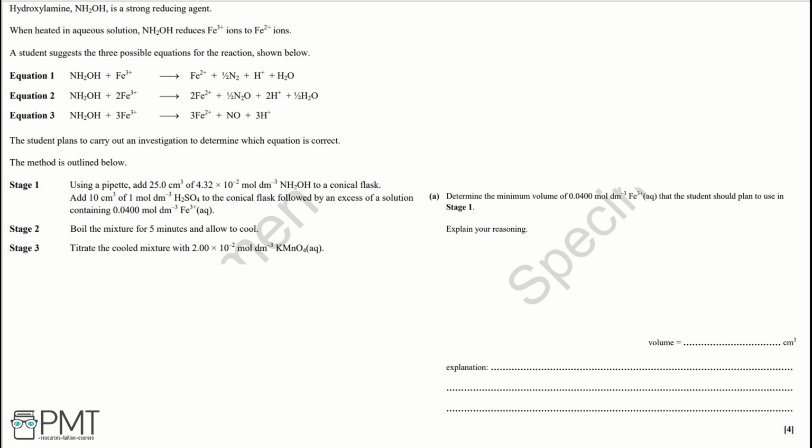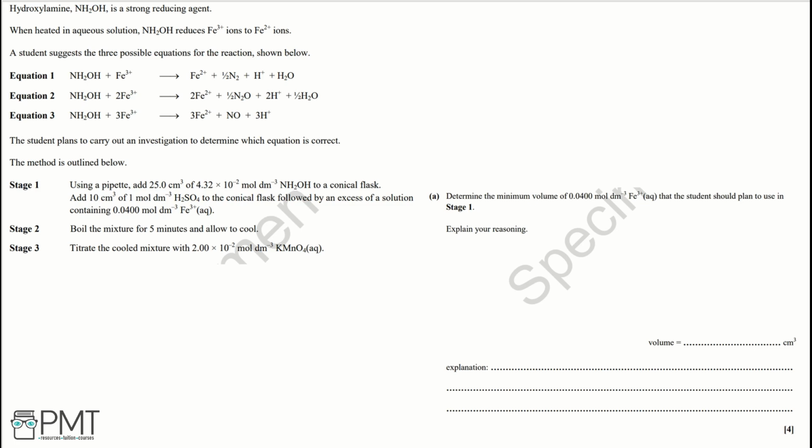Stage 2. Boil the mixture for 5 minutes and allow to cool. Stage 3. Titrate the cooled mixture with 2 × 10⁻² mol/dm³ KMnO4 (aq). Part A. Determine the minimum volume of 0.04 mol/dm³ Fe3+ (aq) that the student should plan to use in Stage 1. Explain your reasoning.